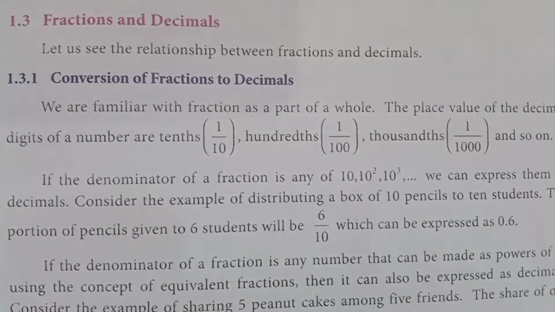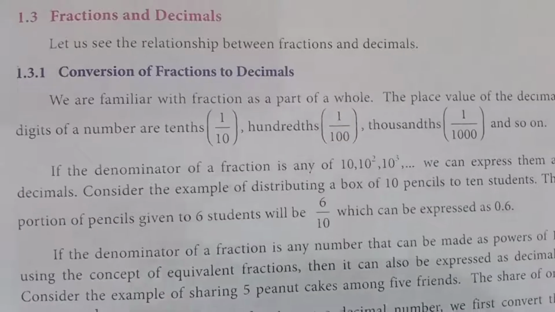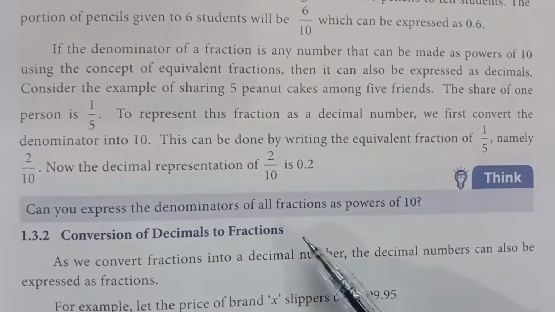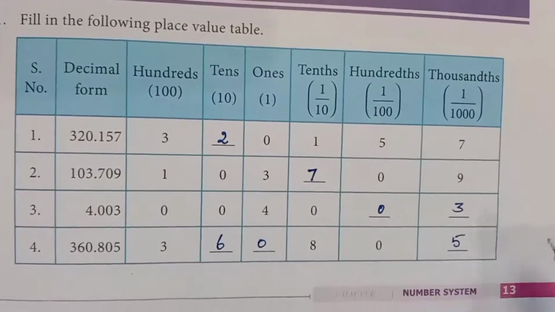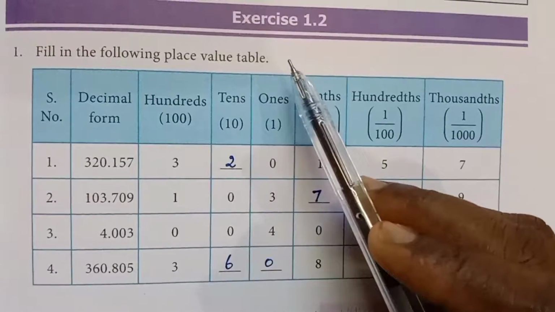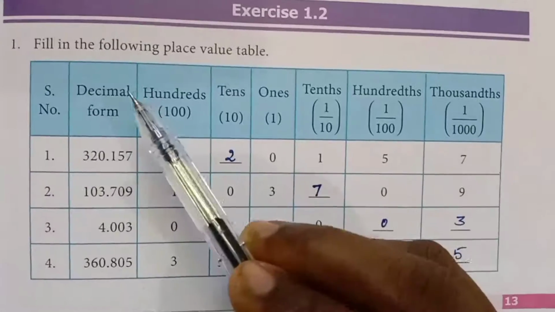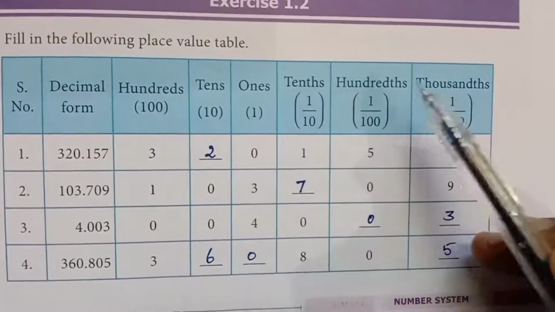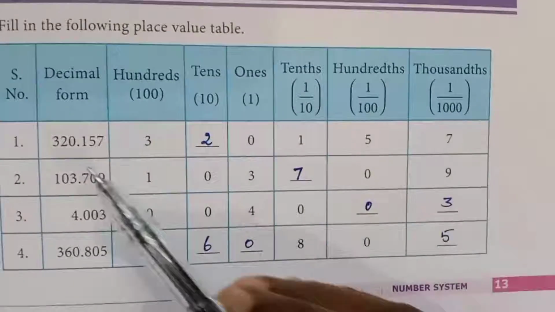Students, next topic is conversion of fractions to decimals and decimals to fractions. Students, take page number 13 in your second term book, exercise 1.2. Fill in the following place value table. This is the place value table or place value grid. Okay, in it the index mentioned is decimal form, hundreds, tens, ones, tenths, hundredths, thousandths.